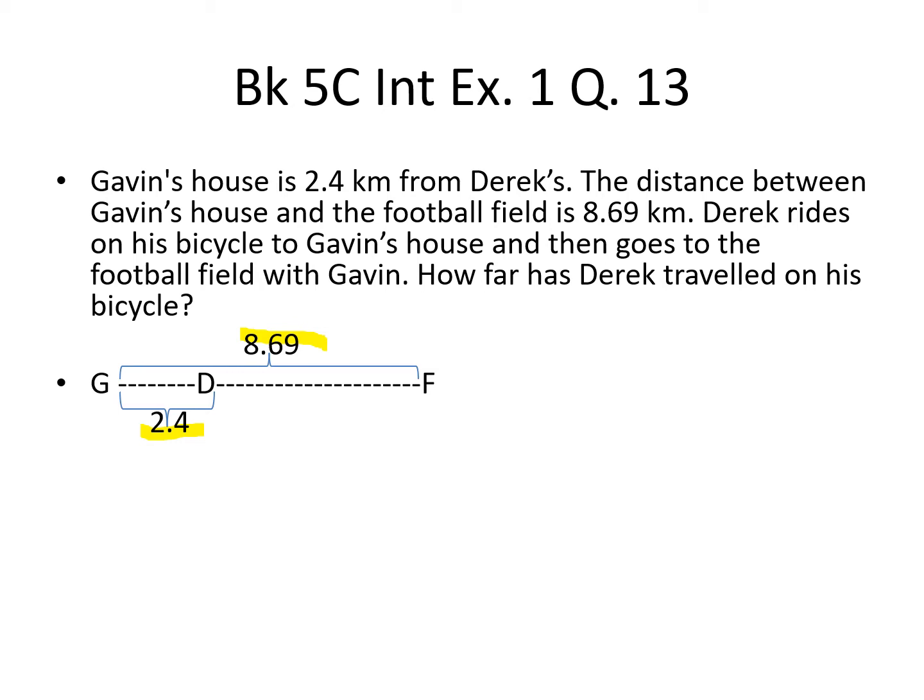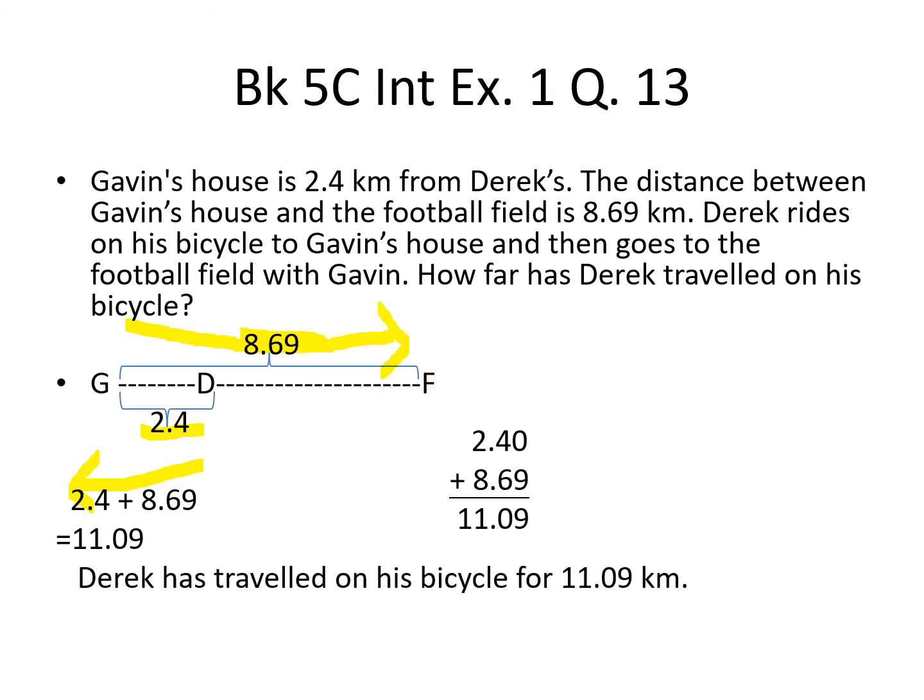So he traveled from Derek's house to Gavin's house, and then from Gavin's house to the football field. So you can see it is a total distance of 2.4 and 8.69. So we can write this equation 2.4 plus 8.69. And when you do it in the column form, remember to add the 0 so that you can align the decimal points. So the answer is 11.09. Derek has traveled on his bicycle for 11.09 km.